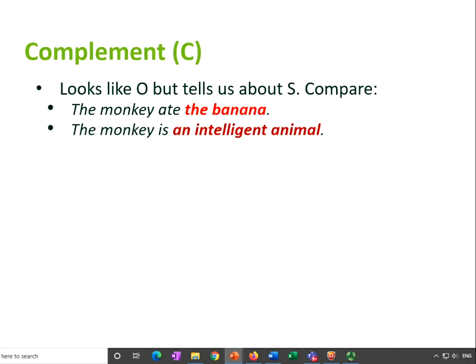Now, complement. Complement looks like the object, but it actually tells us about the subject. So if you compare these two sentences, the monkey ate the banana. The monkey and the banana are two completely different things, but the monkey is an intelligent animal. They're the same thing. So the second one is a complement.